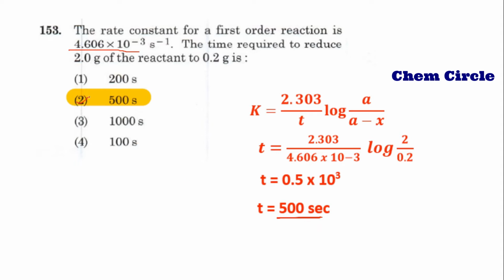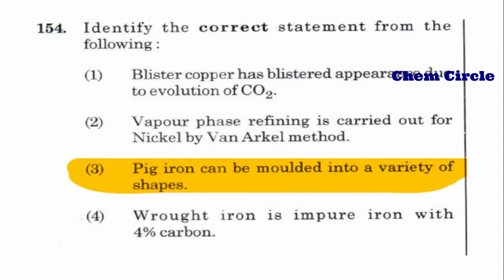So second option. And next, identify the correct statement from the following. Blister copper has a blistered appearance due to the evolution of carbon dioxide. Actually it's wrong, because instead of carbon dioxide, sulfur dioxide is present. Then vapor phase refining is carried out for nickel by the Van Arkel method. It's also wrong. It is nickel by the Mond process.